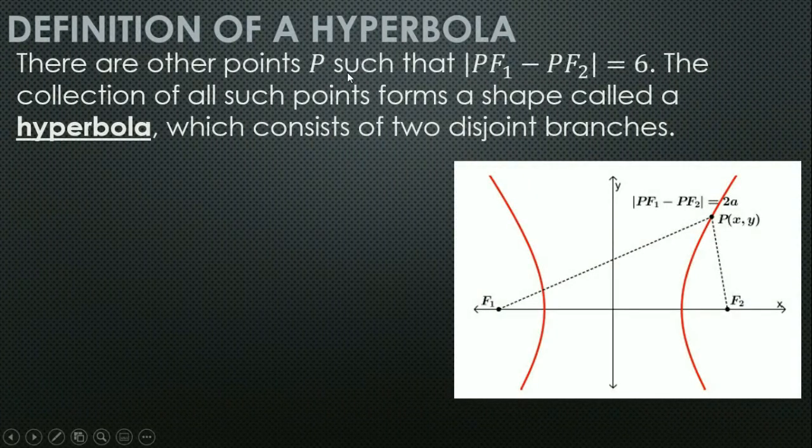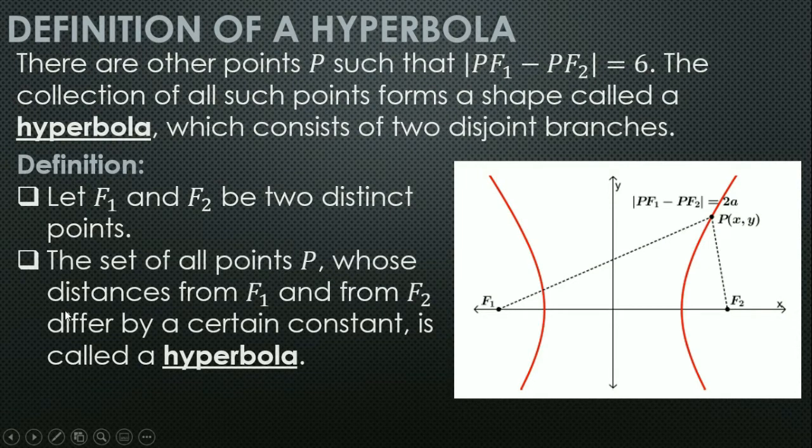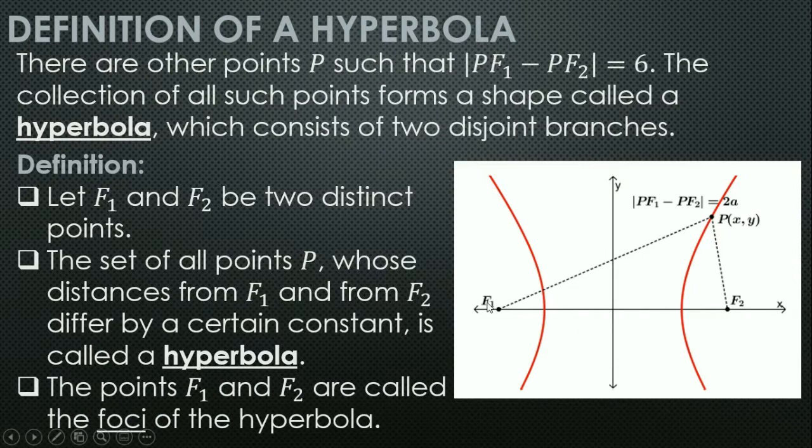There are other points P such that the absolute value of the difference of their distances is equivalent to 6. The collection of all such points forms a shape called a hyperbola, which consists of two disjoint branches. So our definition will be, let f sub 1 and f sub 2 be two distinct points. The set of all points P whose distances from f sub 1 and from f sub 2 differ by a certain constant is called a hyperbola. The points f sub 1 and f sub 2 are called the foci of the hyperbola.